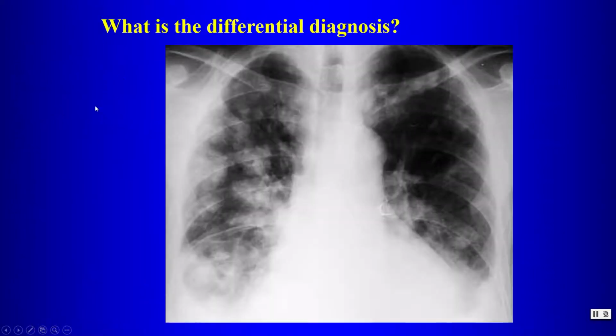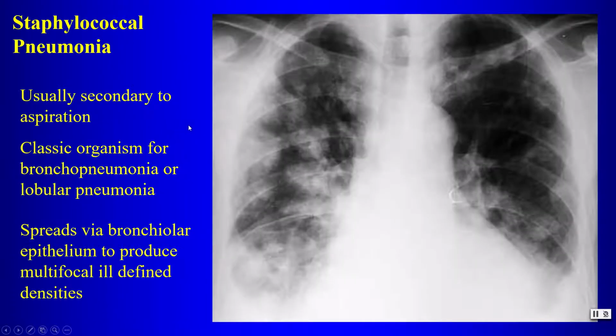Now, if we look at this radiograph, here we have multifocal opacities spread throughout the chest, and again we'll say that this patient has pneumonia. In this case now we're talking about bronchopneumonia because we have multifocal consolidation that is most likely spread through the airways, and the typical organism for that is staphylococcal pneumonia, which can be secondary to aspiration. So staph is the classic organism for bronchopneumonia, and here it spreads via the bronchiolar epithelium to produce multifocal, ill-defined consolidations.